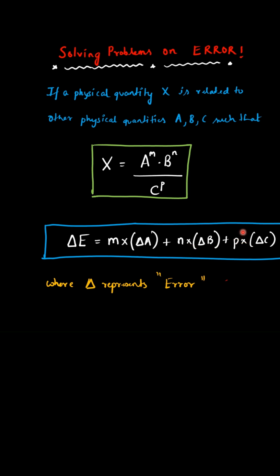Here we can observe that when quantities are multiplied or divided, the errors get added up, and if it is raised to a certain power, the powers are going to be multiplied with the respective errors. Now let us look at a few problems based on the same concept.